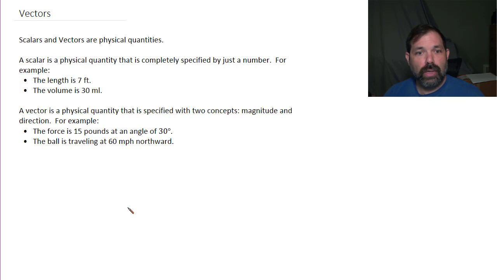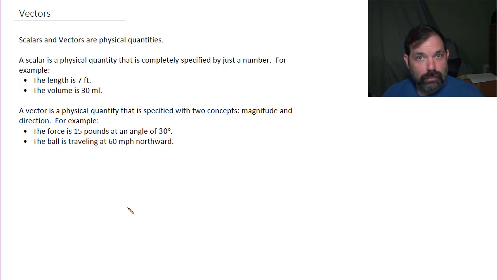A couple of quick examples is force. A force has to have a magnitude. Often forces are represented in pounds or newtons. That's a unit of force in the SI unit system. So if I were to say 15 pounds, well, that's a weight. However, if I say 15 pounds in a direction, 15 pounds at an angle of 30 degrees, that is now a force.